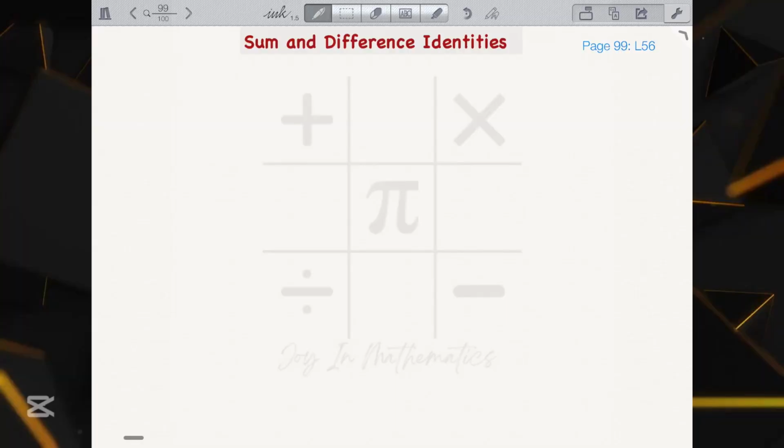Now, in our previous lesson video, we learned about the fundamental trigonometric identities, and we also learned how to use those fundamentals to simplify trigonometric expressions without using tables.